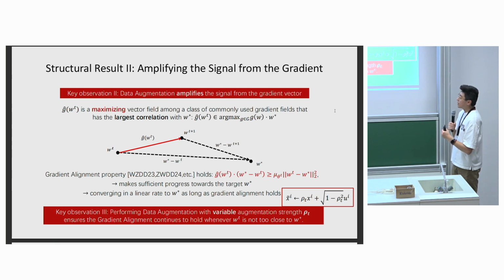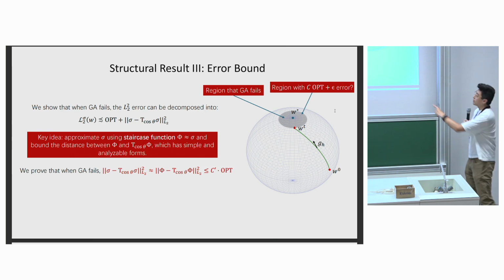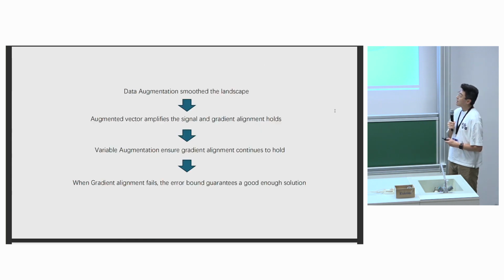And to guarantee that, our key observation is that by variable augmentation, updating this augmentation strength per each iteration, we can guarantee that gradient alignment holds for all the iterations. The last step is to show that in the region where gradient alignment fails, we already obtain a good L2 squared error. And this is done by bounding this error term, where we use the staircase function phi to approximate the activation sigma.